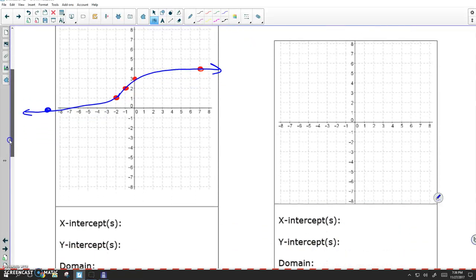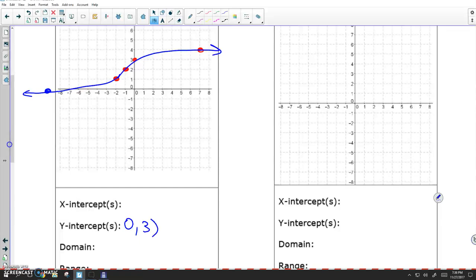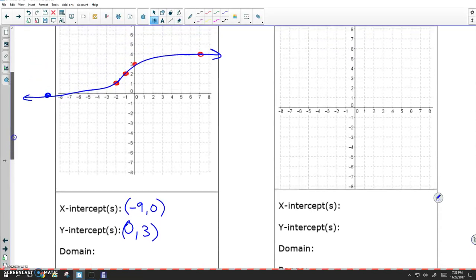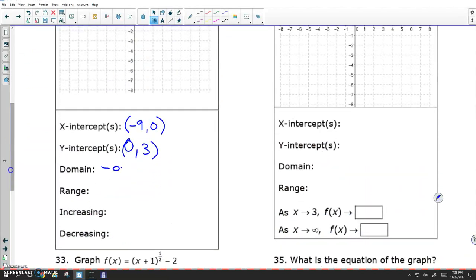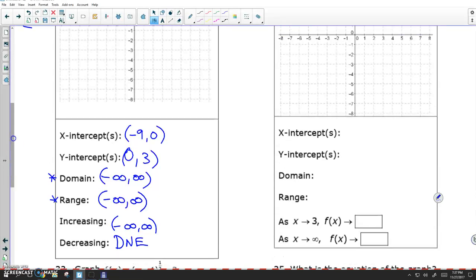So for the key features, the y-intercept is at 0, 3. There's only 1. The x-intercept is at -9, 0. There's only 1. The domain of these cube roots, very easy, because they're always -infinity to infinity. And so is the range. So anytime you have a cube root, these are always going to be your answers. Even if it was x to the third, it would be those same exact answers for the domain and range. Now, this graph is increasing forever from -infinity to +infinity. It's always going up. So that means decreasing does not exist. And that's pretty much it for the key features for that question.